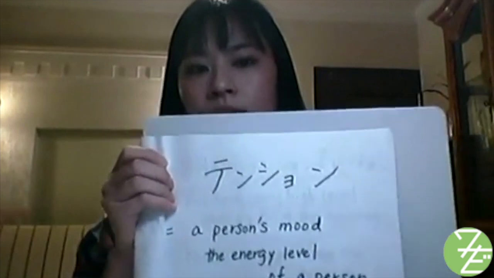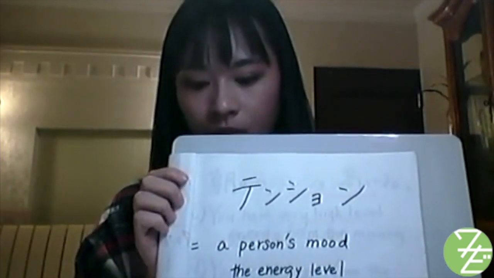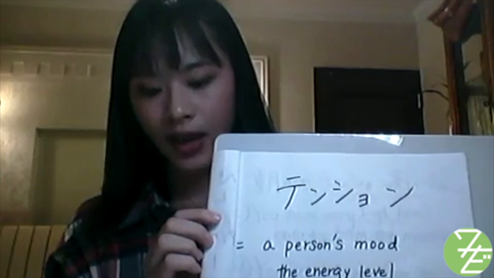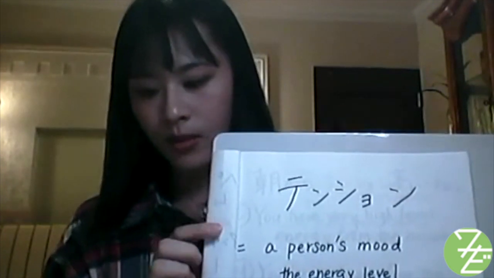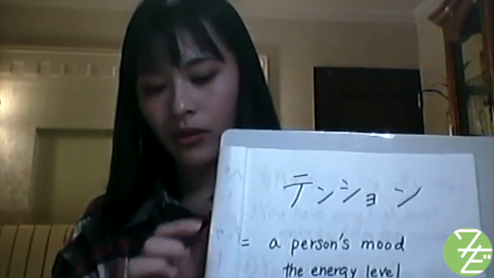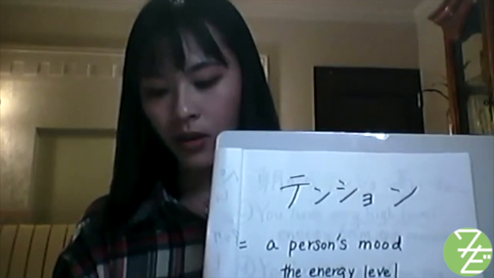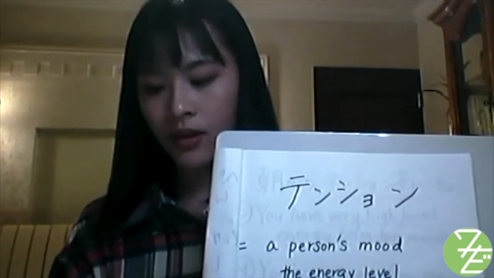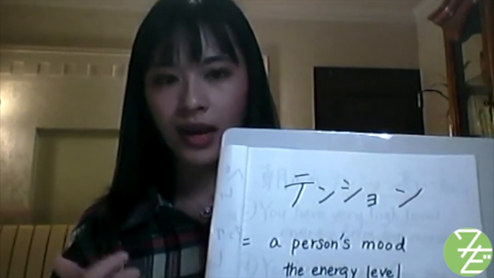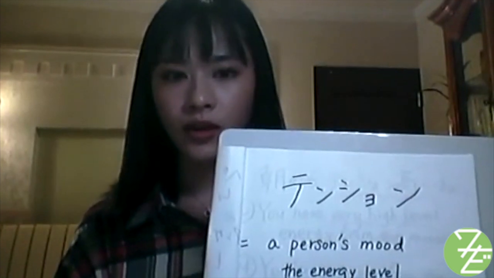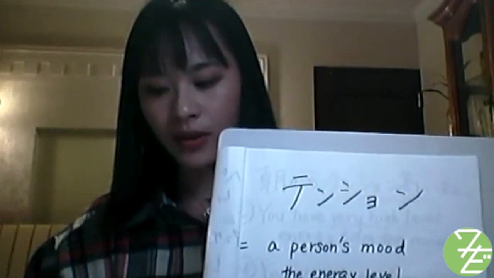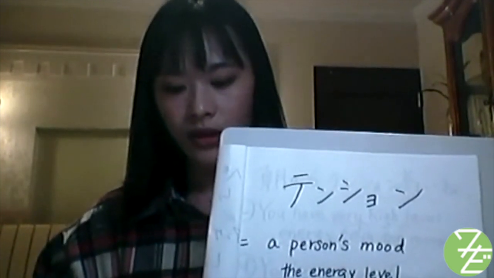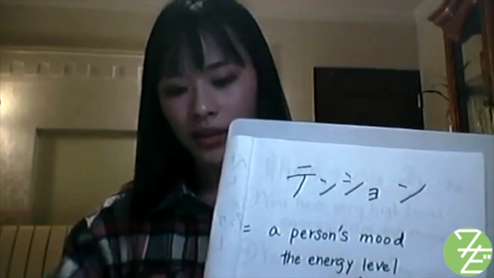So first, tension. As you might have guessed, tension derives from the English word tension. But in Japan, tension refers to a person's mood or the energy level of a person. So this word is often used with takai, high, and hikui, low. Unless there is a positive statement before or after this phrase is used, tension ga takai carries a negative connotation.